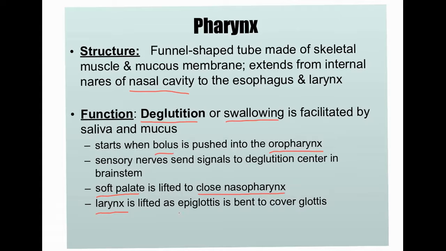But remember that little flap called the epiglottis bends over and covers the larynx or the glottis. So that's what the epiglottis covers, the trachea. So it doesn't allow food and liquids to go down your trachea into your lungs, because that's not going to do any good. It covers that so the food goes into the esophagus and heads towards the stomach.